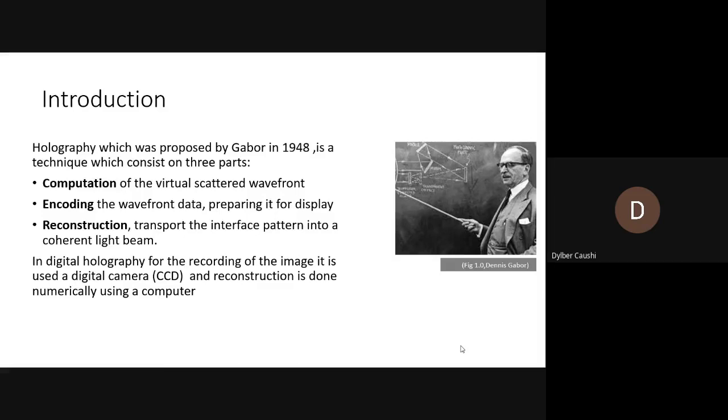Holography is a technique which consists of three parts: computation, encoding, and reconstruction. Computation of the virtual scattered wavefront, encoding the wavefront data, preparing it for display, and reconstruction, transporting the interference pattern into a coherent light beam. In digital holography, the recording of the image is done with a digital camera, and reconstruction is done numerically using a computer.